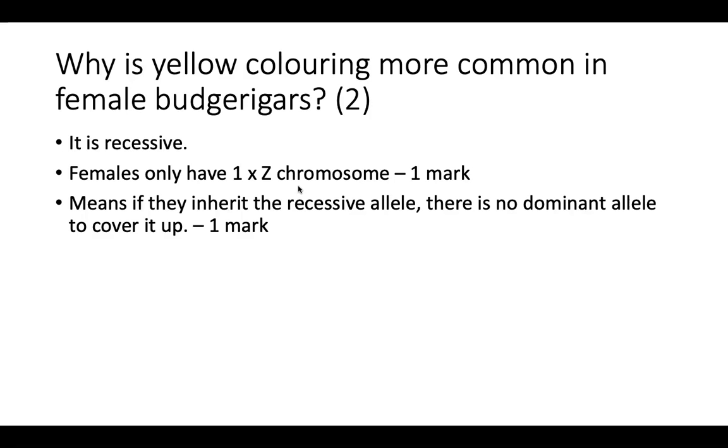Whereas in males, if one of the chromosomes is the recessive allele and the other chromosome is the dominant allele, then the dominant trait is going to be expressed. In this case, it's not the yellow trait. So females only have the one Z chromosome. They don't have anything that will cover it up. Therefore, the yellow colouring is more common in female budgerigars just purely through the ratio that presents.